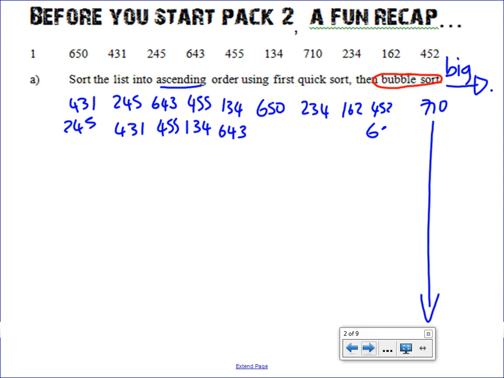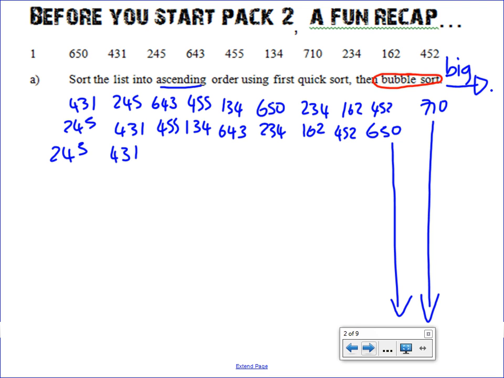My 650 can go all the way over here and is now fixed. Moving 2, 3, 4, 1, 6, 2, and 4, 5, 2 out the way. Okay, 2, 4, 5 can't move. 4, 3, 1 can't move. 4, 5, 5 can move, but only one place. 6, 4, 3 can actually go all the way to the end and get fixed.